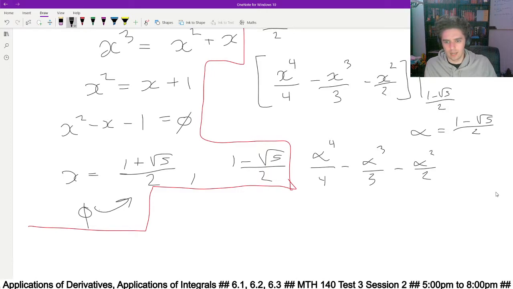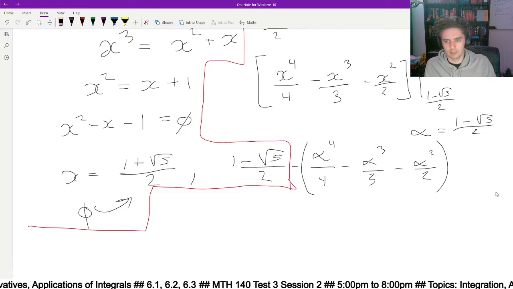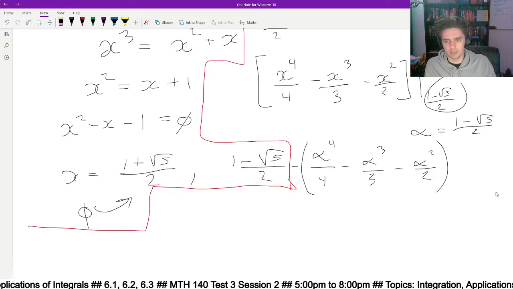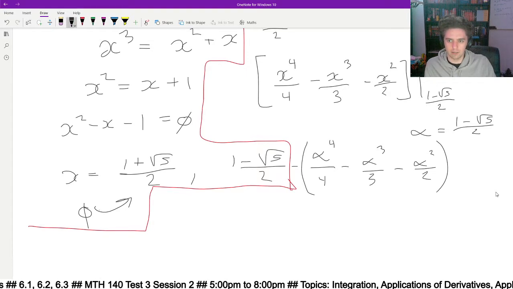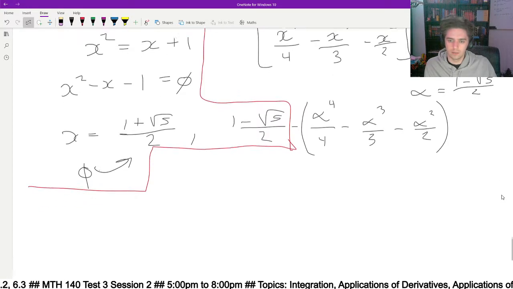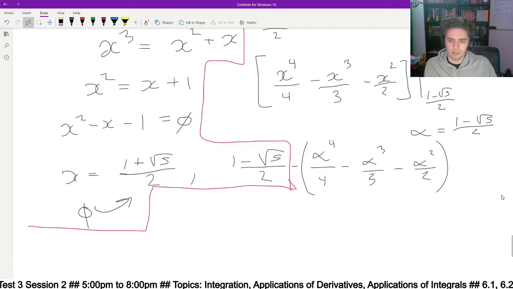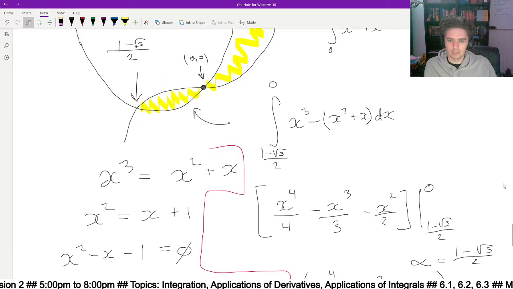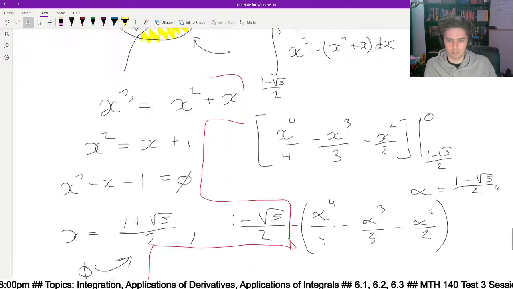Not evaluated, just that. And it's the negative of this, right? Because we're taking the lower limit. It's this minus this. So evaluated at 0, it would all be 0. So it's just the negative of the bottom one. And well, that's our first area, right? Which area did I just do? Oh, I did this big area for some reason. That was my first go.